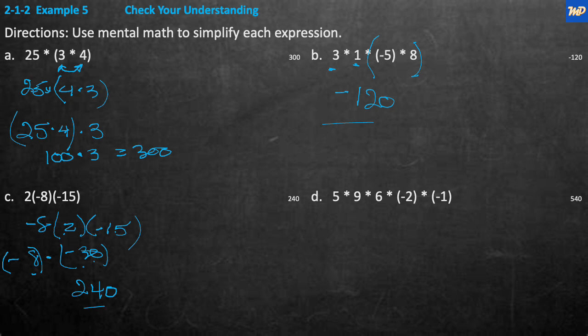Over here on D, we have 5 times 9 times 6 times negative 2 times negative 1. Well, what can we do on this one? I have to think about it for a second. 6 times 5 is 30. The negative 1 we don't care about, except that negative 1 and this negative 2 cancel each other. It just becomes 2, because the minus signs cancel each other. So now we've got 5 times 9 is 45.